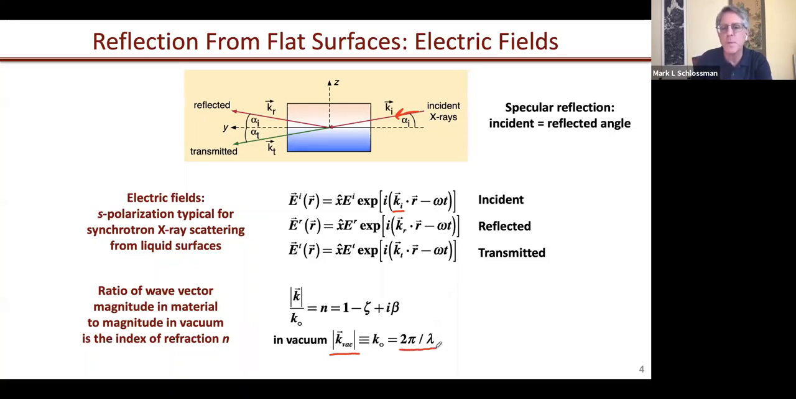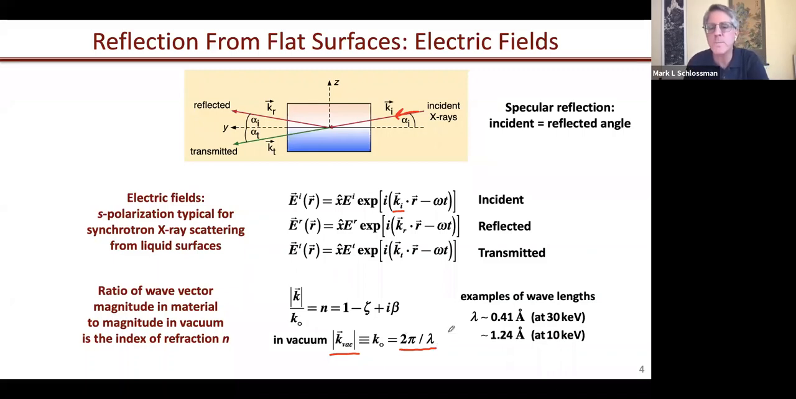Before I go on, let me just remind you that these wavelengths are quite small, typically on the order of an angstrom, less than half an angstrom, typically for 30 keV energy X-rays that are used to study liquid-liquid interfaces, typically slightly more than an angstrom for 10 keV X-rays that are used to study liquid-vapor interfaces. But let's go back to the magnitude of the wave vector. You take the magnitude of the wave vector and divide it by this vacuum value, you get what's known as the index of refraction. This is the same definition that's used for optical waves.